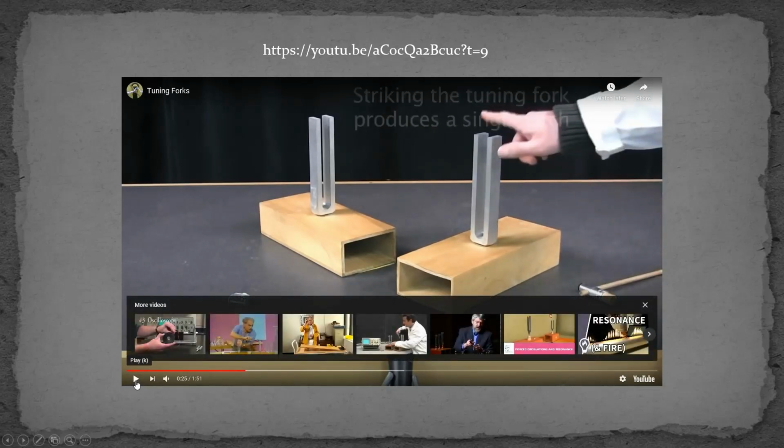Okay, so I talked about how when you strike a tuning fork, it creates a very distinct frequency or pitch, and that's based on the natural frequency of the tuning fork. That's the frequency the fork wants to vibrate at when you give it energy. And that's what we just heard here.